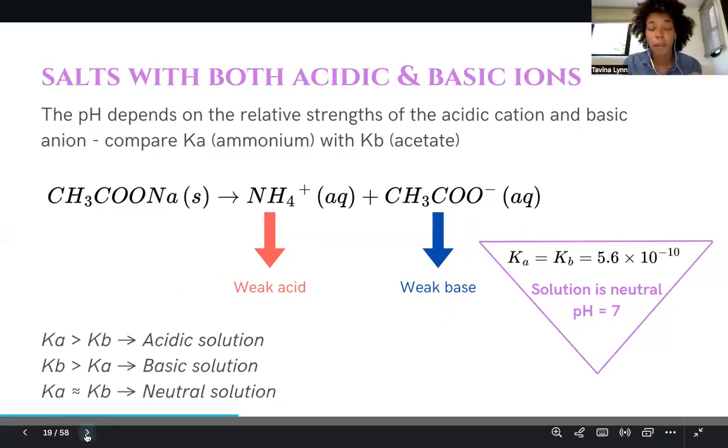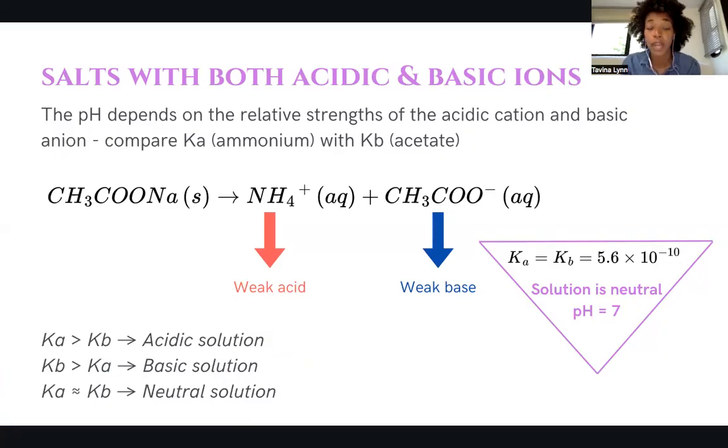You're probably already thinking our rule of thumb is if the Ka of a weak acid and the Kb of the weak base are equal, then we would have a neutral solution. But if our Kb is larger than our Ka, we'll end up with a basic solution. And if our Ka is larger than our Kb, the solution will be acidic.